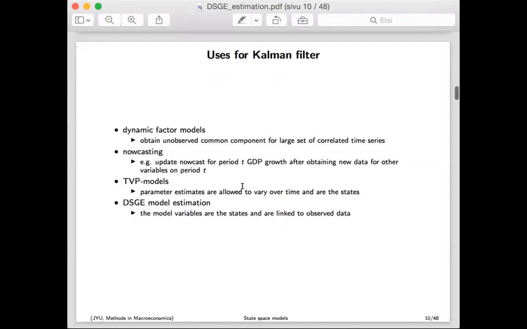Then another use for Kalman filter is time-varying parameter models, where parameter estimates are allowed to vary over time. And these parameters that are not constant, they are the states. And then DSGE model estimation that we are going to study next. There, the model variables are the states, and then we need to use Kalman filter to link them to observed data.